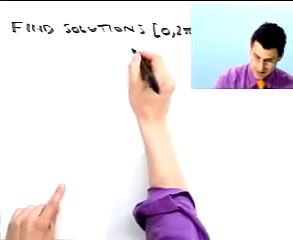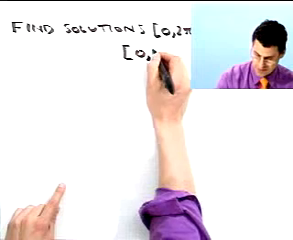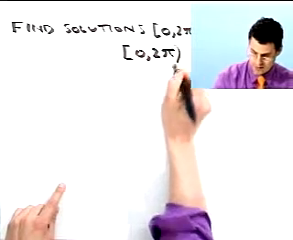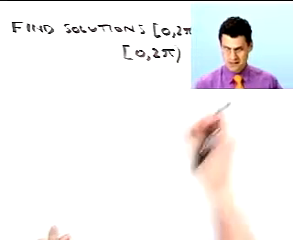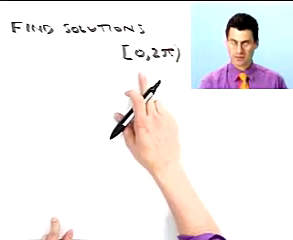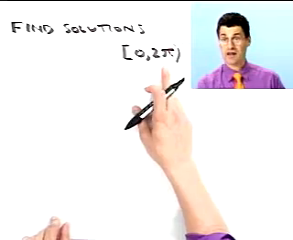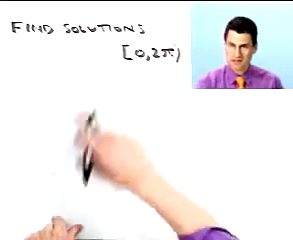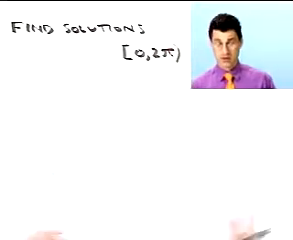Between 0 and 2 pi. So remember what that means. What that means is you are allowed to equal 0, and you can go up to 2 pi, but not equal to 2 pi. So basically looking from 0 to 360. I just want answers that are in between that range and nowhere else.